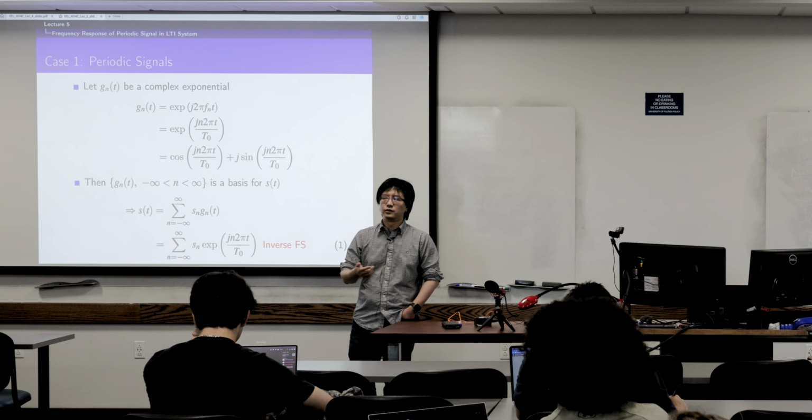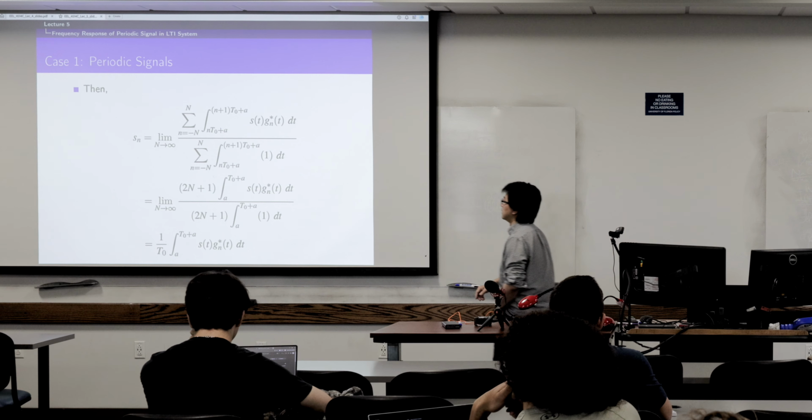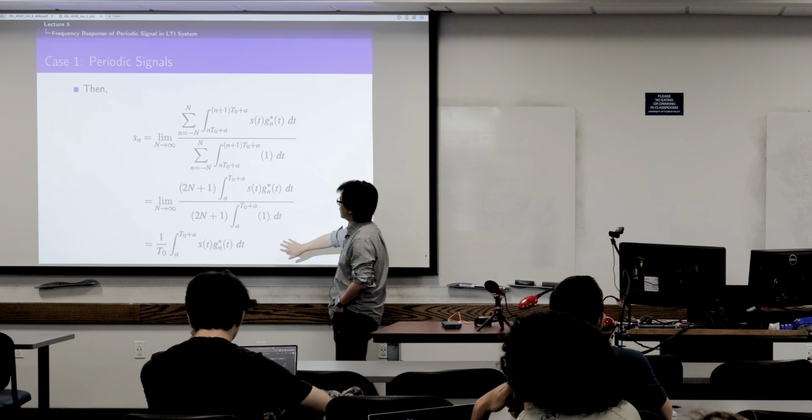Because we know how to compute the inner product, this is basically the formula, and we write it down. So we have the denominator and the numerator, and then using this formula, we can compute the Fourier coefficients. So basically, this is how we can do that.